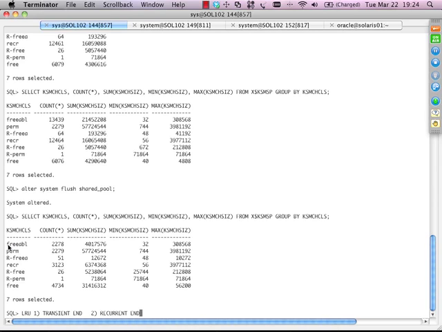The next one is freeable chunks. You see, even though I did a flush shared pool, not everything was flushed out here. And the important thing to remember here is that freeable does not mean free.